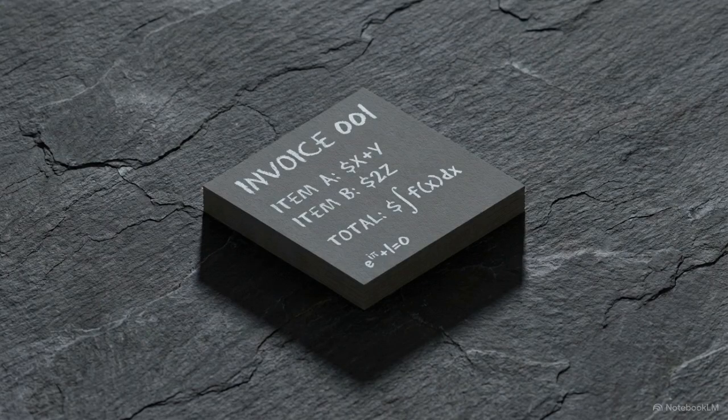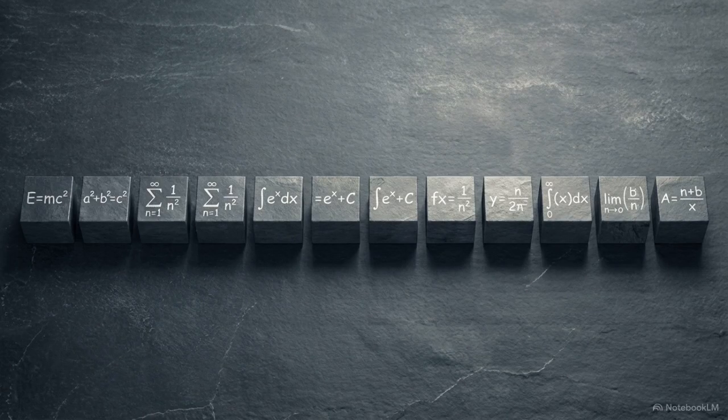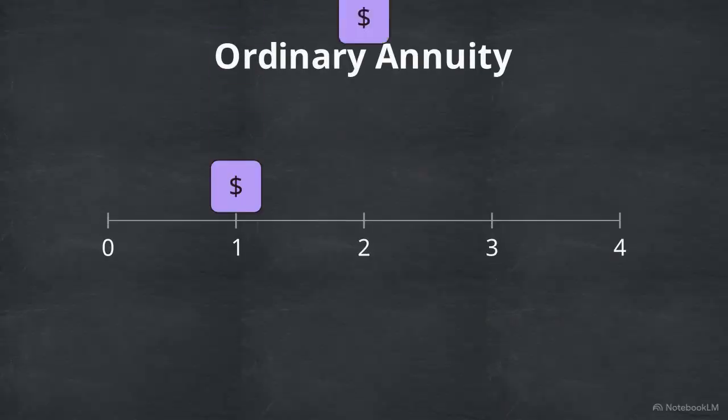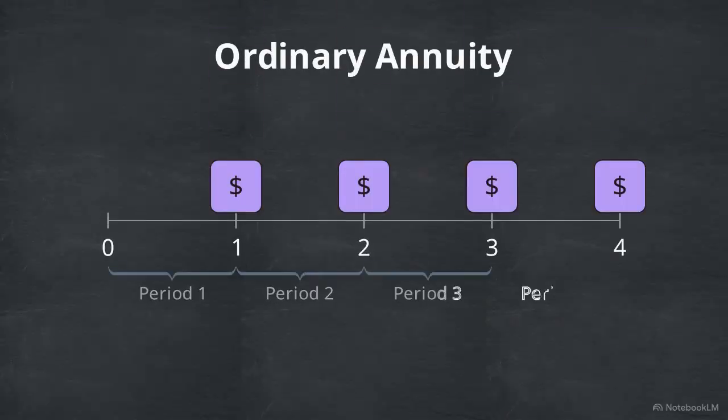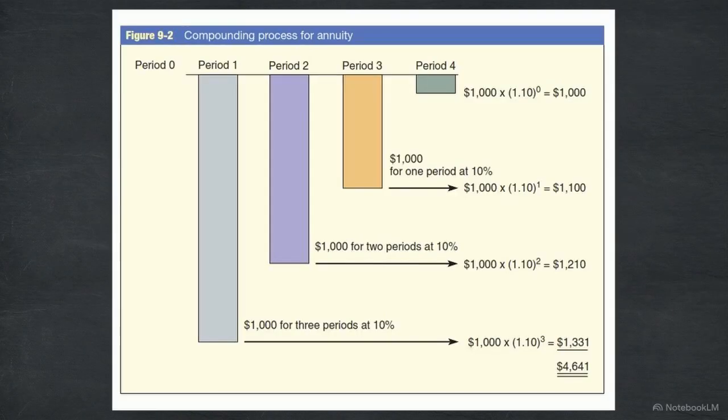Isolated single-sum cash flows are rare in corporate finance. Most capital allocation involves series cash flows, where investments involve streams of payments across multiple periods. An ordinary annuity is a series of consecutive, equal payments assumed to occur at the end of each period. We can value an annuity manually by treating every payment as an isolated calculation.